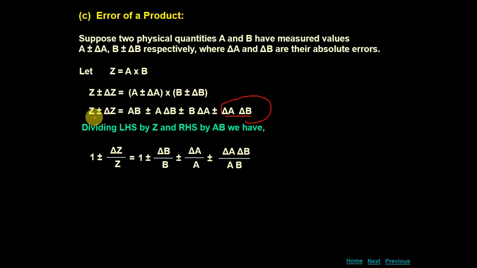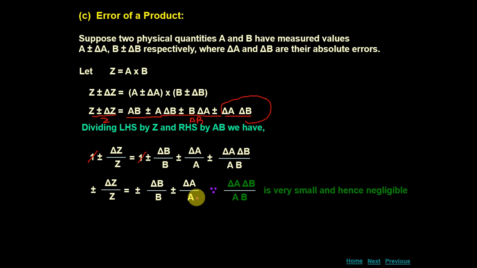So when you divide by Z, this would become 1 plus minus delta Z over Z, and on this side you divide with AB. When you divide AB with AB, the result would be 1 plus minus delta B over B, because A would get cancelled with A, plus minus delta A over A, plus minus delta A delta B over AB. So the 1 gets cancelled on both sides. So delta Z over Z is equal to delta B over B plus delta A over A.